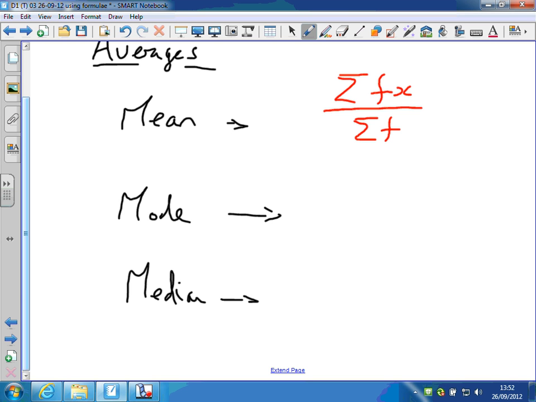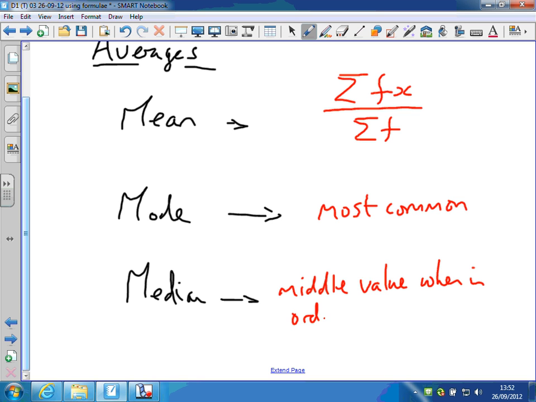Mode, most common, most popular, most frequent. Median, yeah, middle value when placed in order. Good, okay. In your assignment 3, you're asked to find those 3 averages. And you use that little formula at the top there.